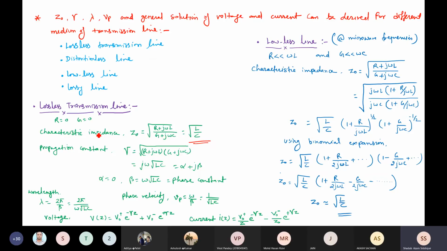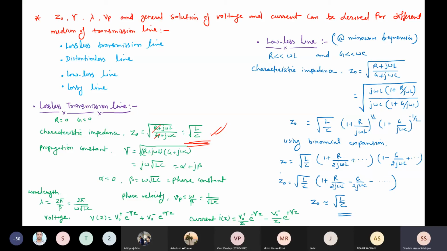So we have the characteristic impedance Z naught, which is equal to the square root of R plus j omega L divided by G plus j omega C. That comes out to be the square root of L by C, because R is equal to 0, G is equal to 0, the j omega gets cancelled, and we get L by C.